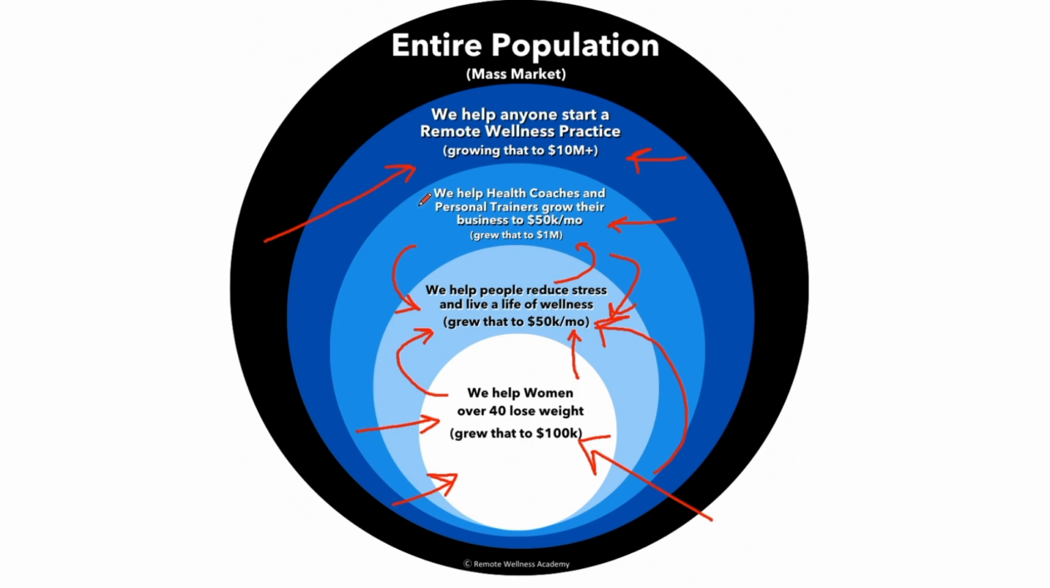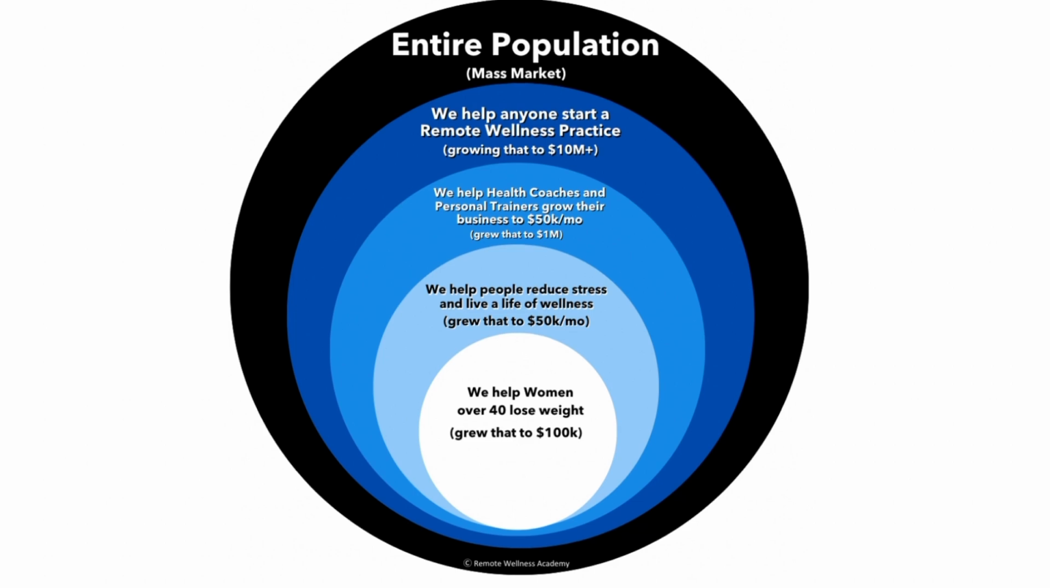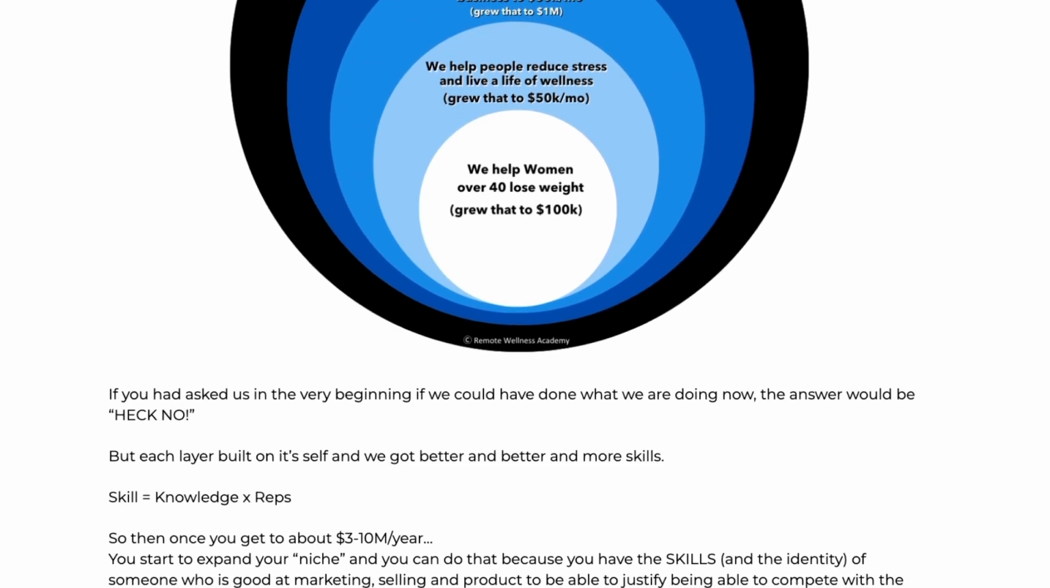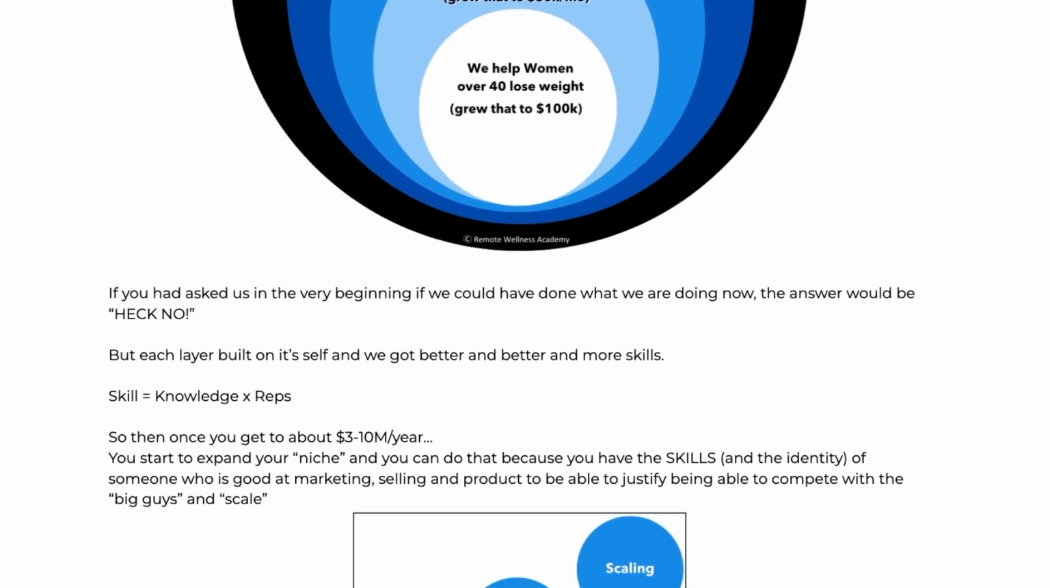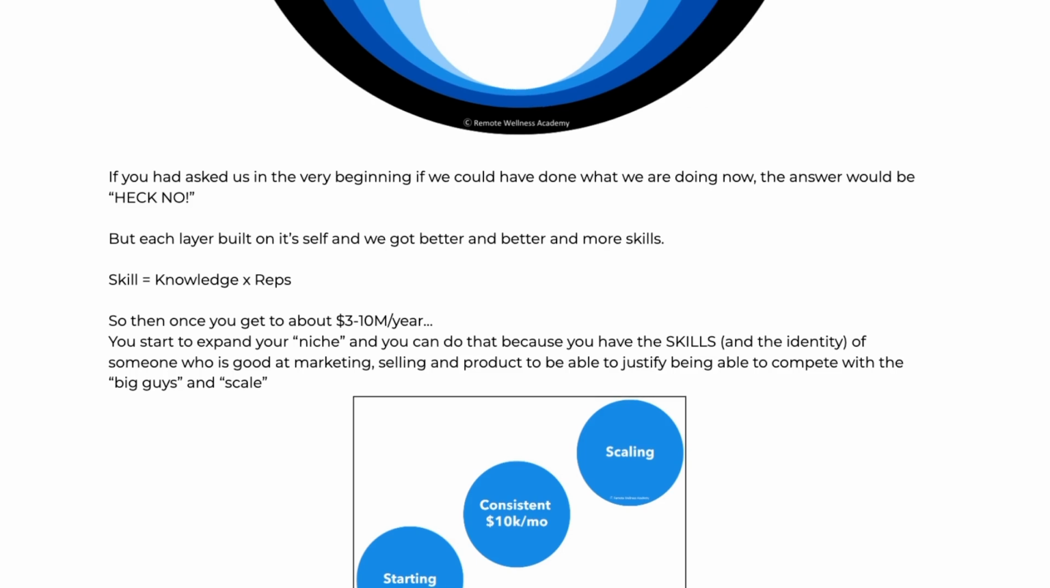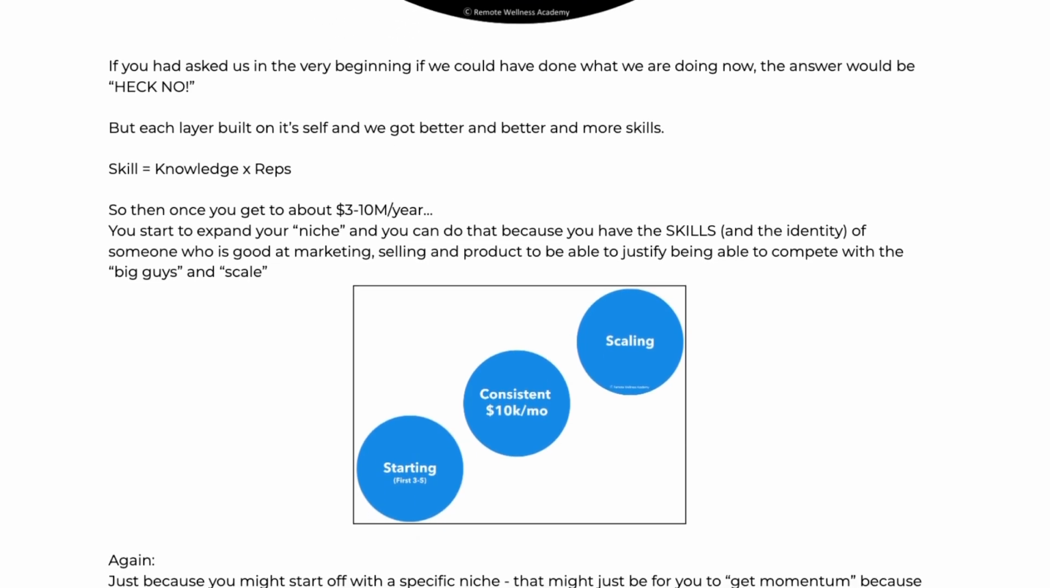And so this is such an important concept to understand as a beginner, as you're starting to get into that process. And as you start to launch your remote wellness practice, even though this concept of niching may not be applicable 100% to you right now at this exact moment, we're planting these seeds and introducing you to these concepts so that you can understand them in the back of your mind, right? And so like I said, with each layer that we built on its own, we were getting better and better. We were developing more and more skills, right? Skill equals knowledge times reps.